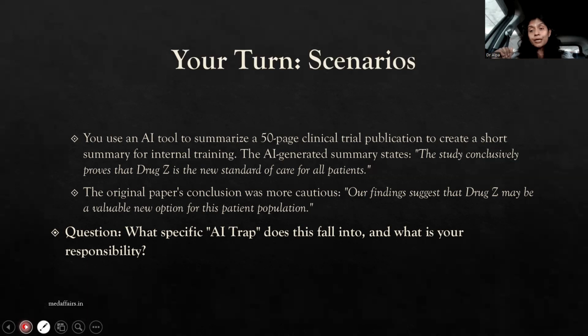There are many problems which I can see. First, this AI generated conclusion says the study conclusively proves. Conclusively was never ever there in the original study; it was always that the drug may be valuable. So this is the first red flag. Then AI says it is a new standard of care for all patients. However, the original study said new option for this patient population, a specific patient cohort they were talking about. So yes, do take AI as your co-pilot, but do not rely on it blindly.